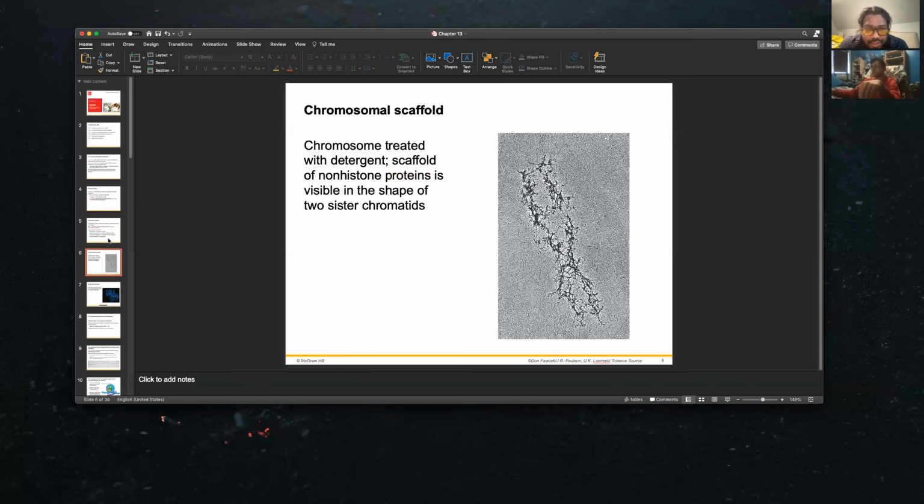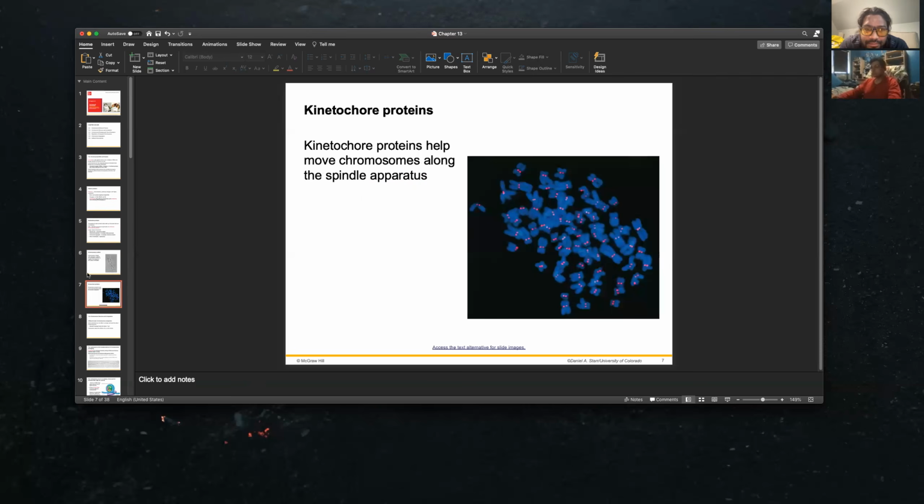All right, chromosome scaffold. This is a picture of a chromosome treated with a detergent, which basically breaks it apart. So the scaffold of non-histone proteins is visible in the shape of the 2 sister chromatids. The kinetochore proteins help move chromosomes along the spindle apparatus, so those are the red ones there.